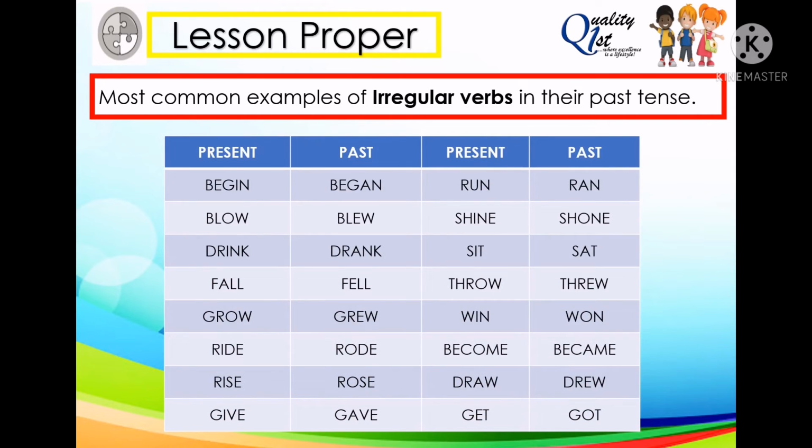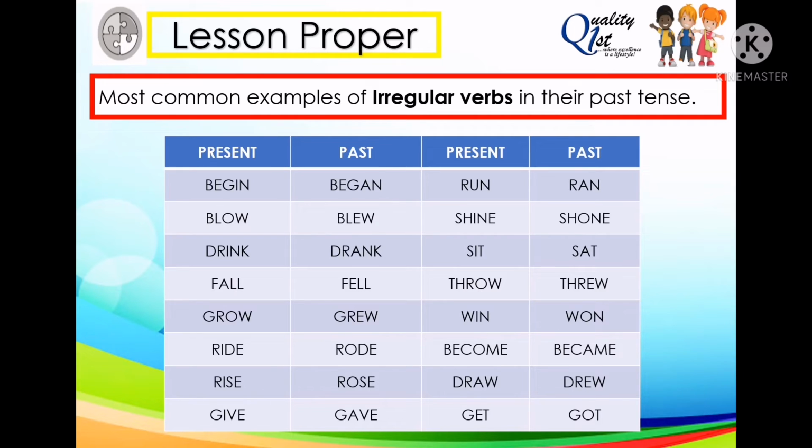Okay? So we have 4 columns. The first 2 columns are present tense and past tense. And the third and the fourth, present tense and past tense again. Now, for the present tense, we have begin. It will become began. Blow, blew. Drink, drank. Fall, fell. Grow, grew.